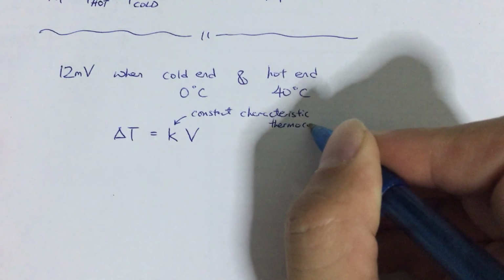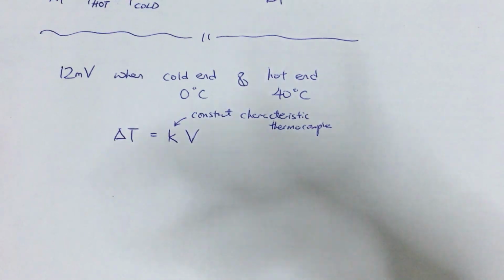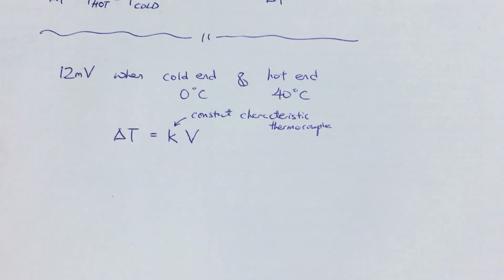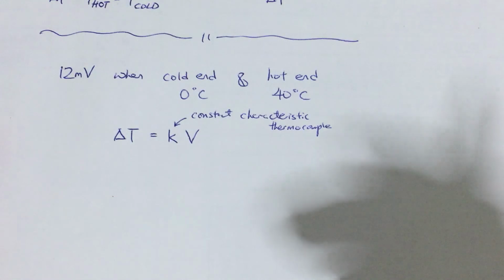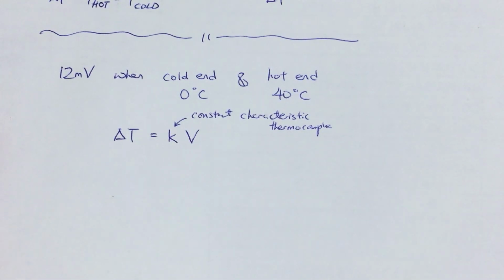So let's say I have been using thermocouple A to measure sample 1, sample 2, sample 3, sample 4. The constant K will always be the same, because the constant K depends on that particular thermocouple. But if you want to change to another thermocouple, then you need to recalculate this K. So let's see how to get this K.